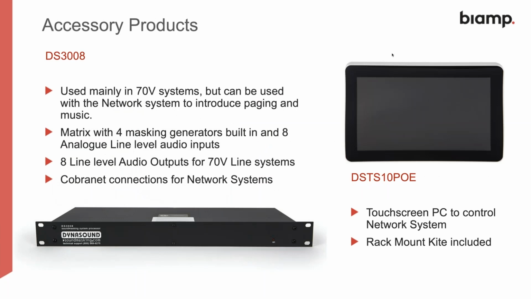Other accessories that we offer for the system is the DS3008. This is mainly used in the 70-volt systems, but can also be used with a network system too. It has a matrix with 4 sound masking generators built in and 8 analog line level audio inputs. There are 8 line level audio outputs for the 70-volt line systems and Cobranet connections for the network systems.